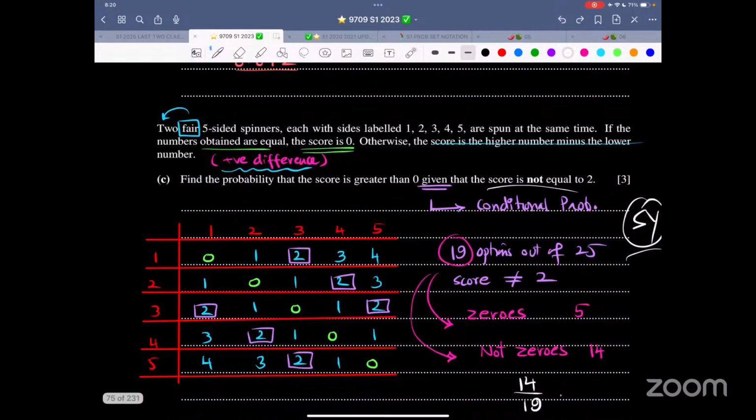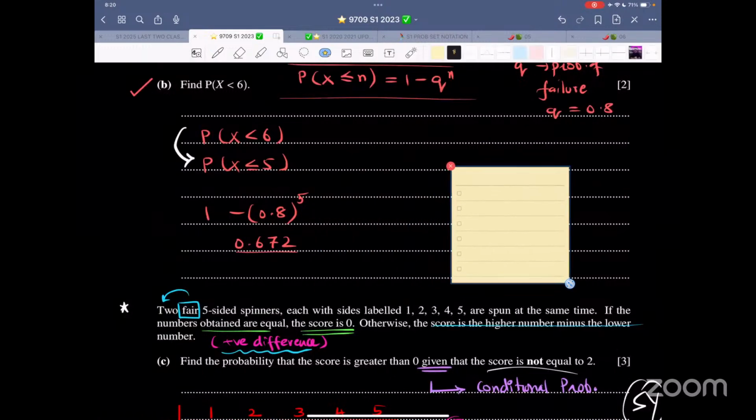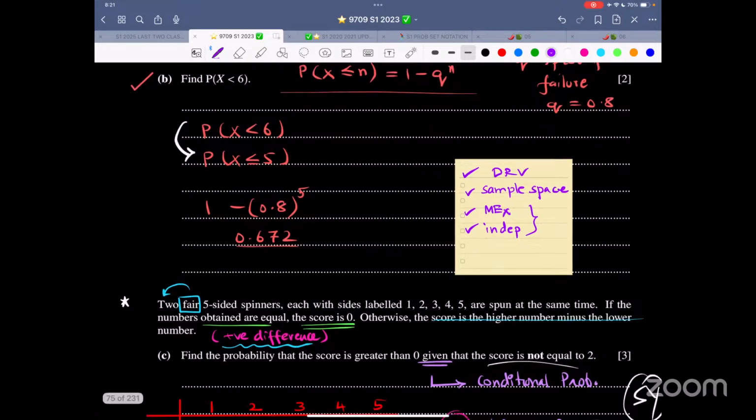And now let's look at this one. This one was a nice question. Again, this is one of my favorites. So let me grab that thing. And there were some which were favorites, but maybe I forgot to mention it. So let me write over here. So first of all, I would like to focus on this: DRV, sample space, and something to do with mutually exclusive, something to do with independent. Just focus a bit more on this one.